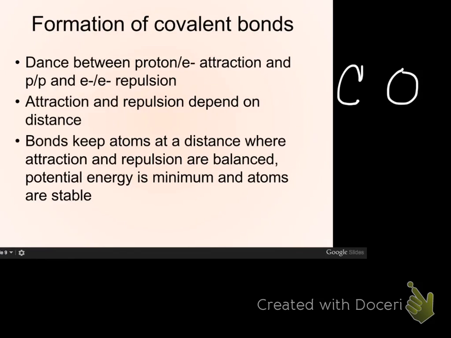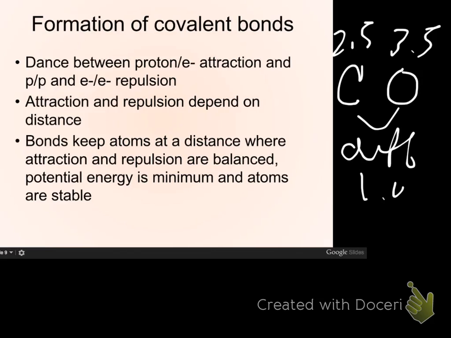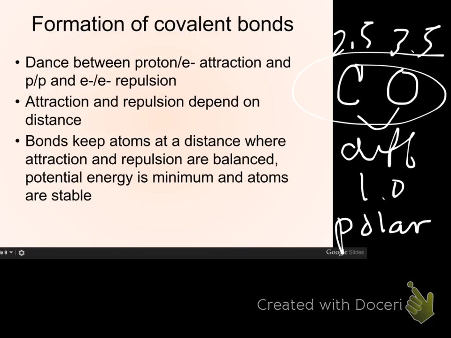Okay, CO. Look up your electronegativities. What kind of bond is CO going to form? Okay, so we've got electronegativities of what? 2.5, 3.5, difference of 1, which makes it what kind of bond? Polar covalent. Okay, so we can have a molecule of CO.